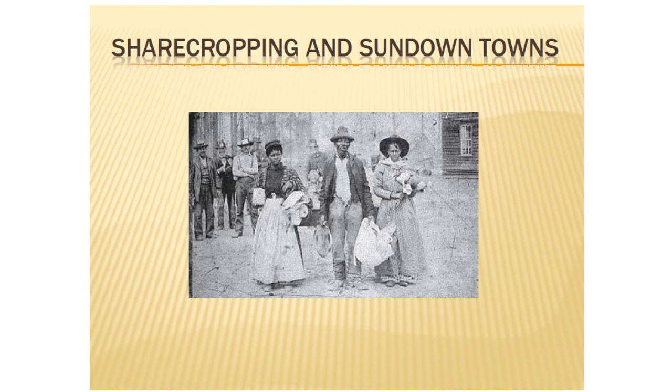And that leads us to a phenomenon that started in the 1890s when the Jim Crow era started, legal segregation, known as sundown towns. Now, sundown towns were towns where it was common knowledge that if you were black, you were risking your life if you were found in that town after dark. You would be in danger of being lynched.